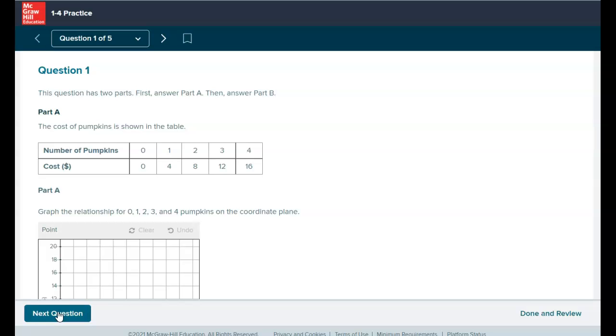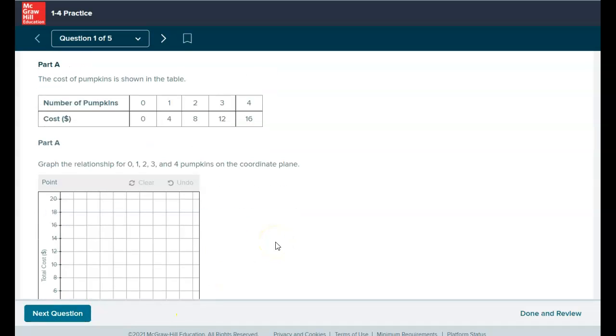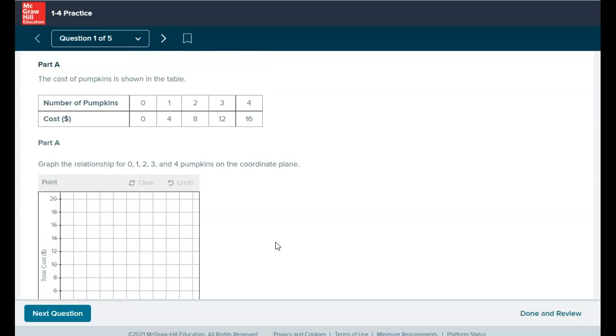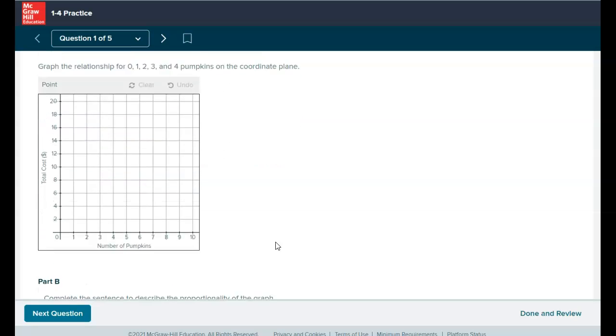This question has two parts. First, answer part A, then answer part B. Part A, the cost of pumpkins is shown in the table. Okay, looks nice and proportional. I'm liking it. Starts at 0, 0. You would expect the cost to be constant. Graph the relationship for 0, 1, 2, 3, and 4 pumpkins on the coordinate plane.